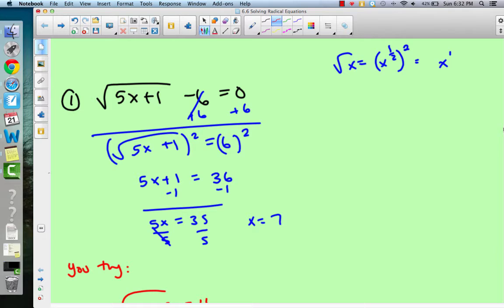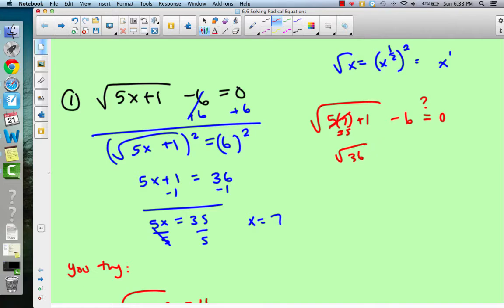And of course, this is going to be very important for all of the problems in this section especially, but it's good for every math problem you do. Check your answer to see if it makes sense. So we can plug our x equals 7 back into our original equation. So we'd have the square root of 5 times 7 plus 1 and then minus 6. Does that get us 0? So 7 times 5 is 35. 35 plus 1 is 36.